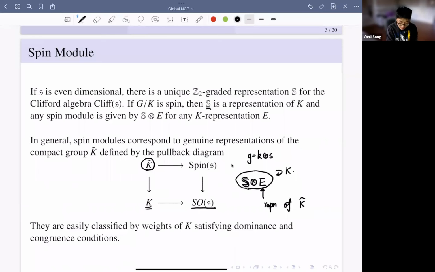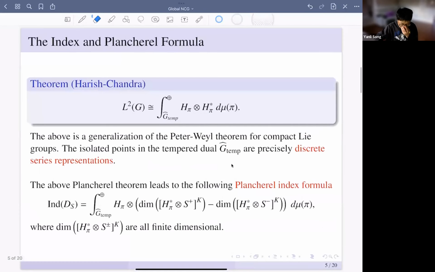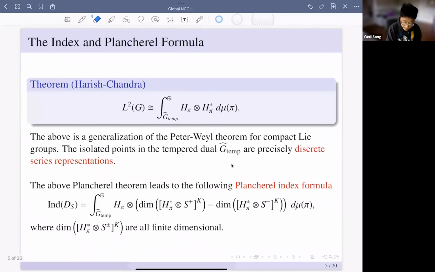But in any case, the spin modules are easy to classify because they can be classified by the weights of K. So what I'm trying to say is that the set of equivalence classes of spin modules is easy to classify. Okay, so now we can understand Dirac operators on symmetric spaces from the index theory viewpoint, thanks to Harish-Chandra's work.